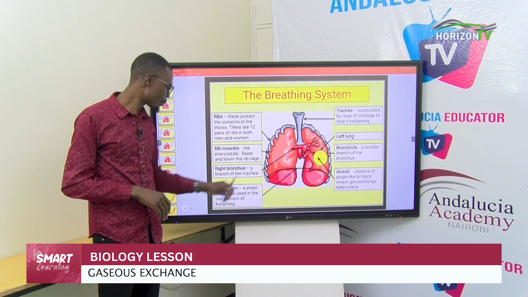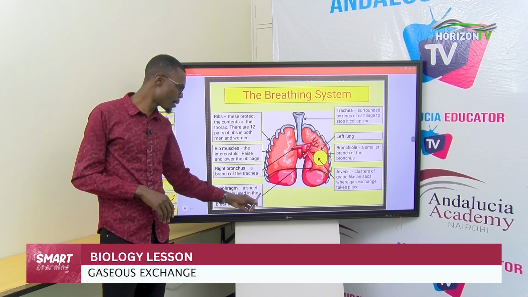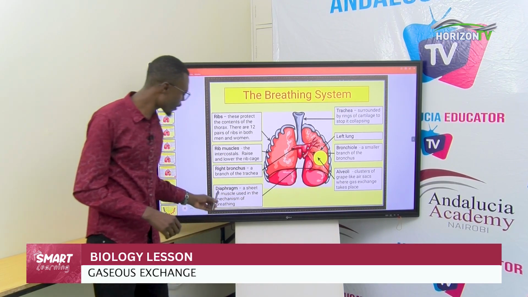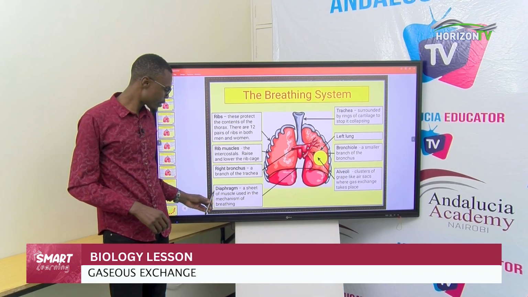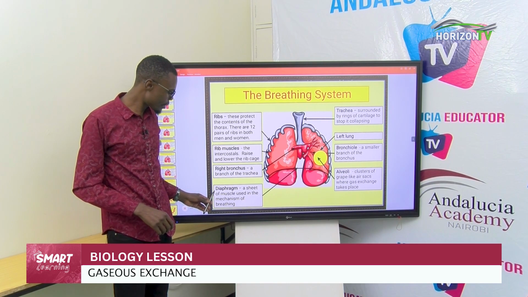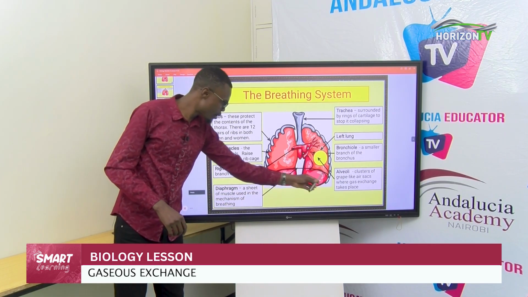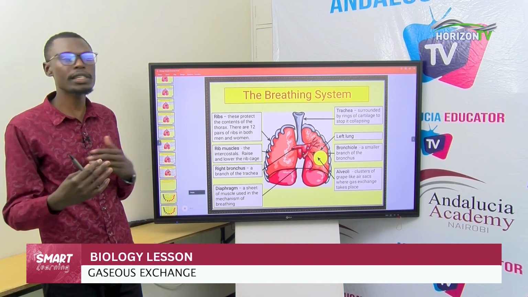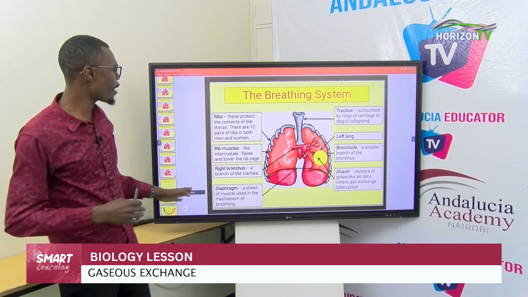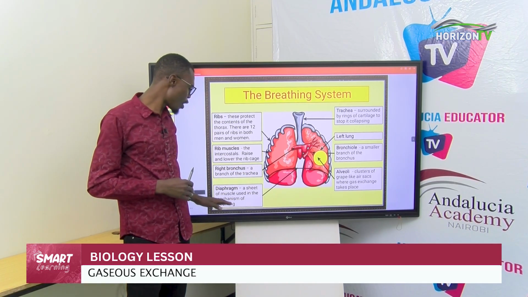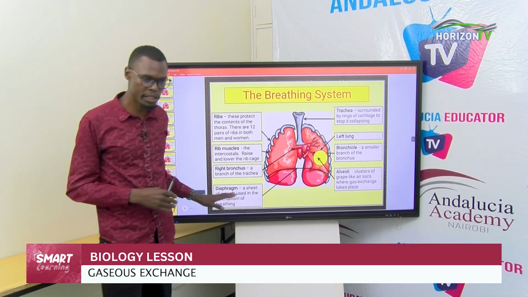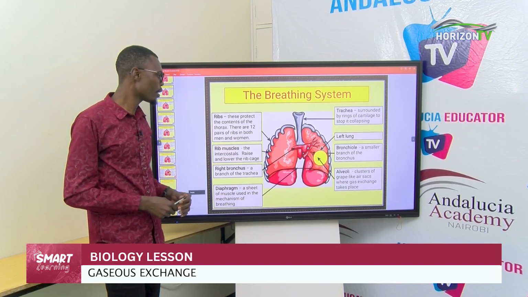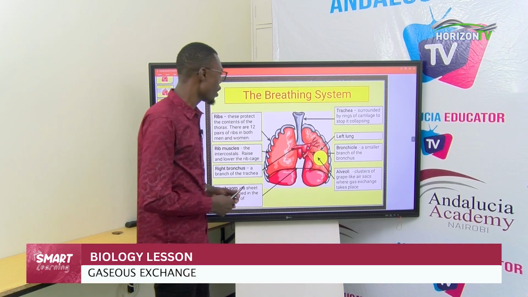Then we have got the bronchus as indicated, then the diaphragm. Down here we have the diaphragm, which, as you can see, is just a sheet of muscle that is used during breathing. It changes shape. When you breathe in, the diaphragm changes shape. When you breathe out, the diaphragm will also change shape. That is the reason why we say it is very important in breathing or in gaseous exchange.